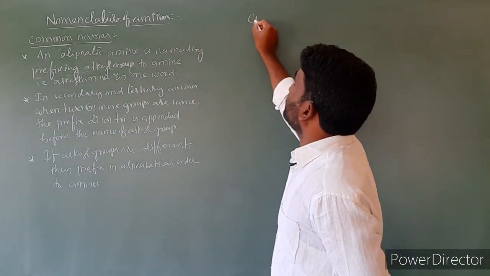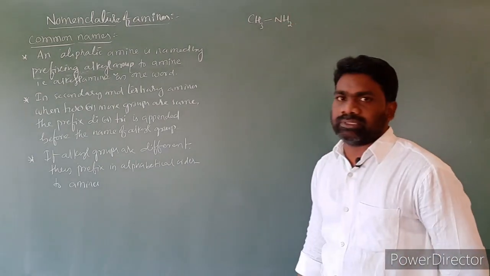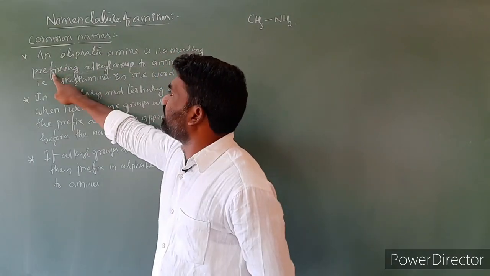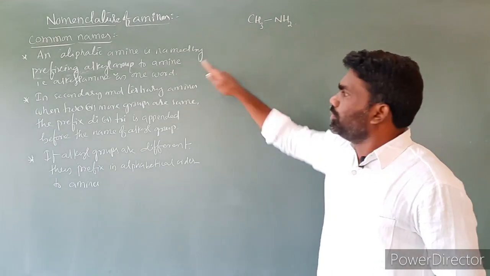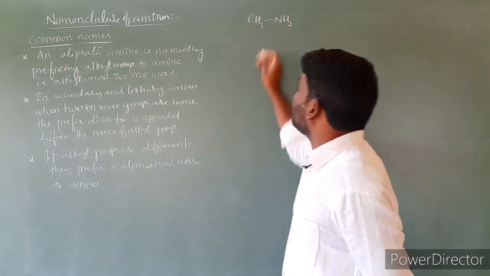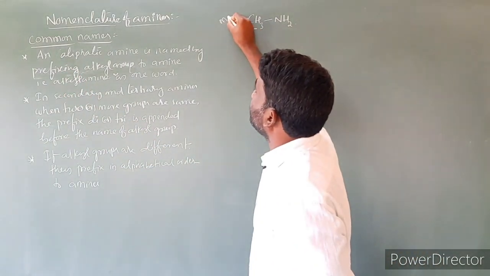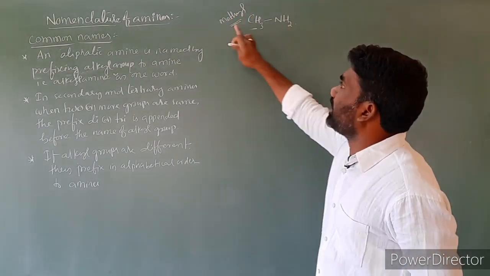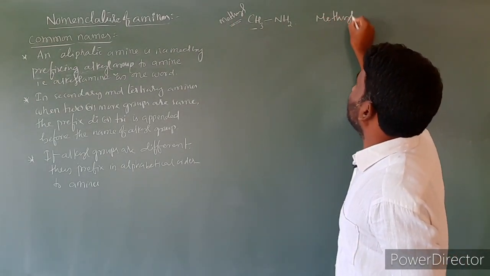Example, I am taking CH3NH2. What is the common name of this amine? Look at this one. An aliphatic amine is named by prefixing the alkyl group to amine. To the word amine we have to write the alkyl group as a prefix. First we have to find the alkyl group name. This is CH3, which is a methyl group. So to the word amine we prefix methyl. The name is simply methylamine. That's it.